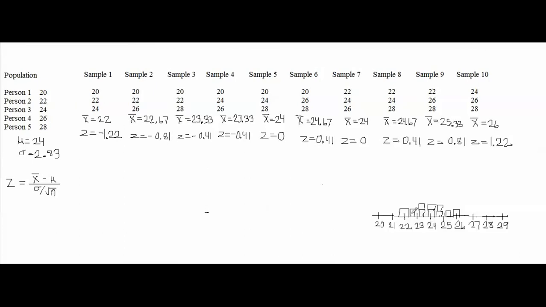So down here we have the sampling distribution shown as a histogram. Each box is one of the 10 possible samples, and each box is stacked above the sample mean. So this is a sample with a mean of 22. These are the two samples with a mean of 24, and this is the sample with a mean of 26. Let's talk about the idea of the margin of error.